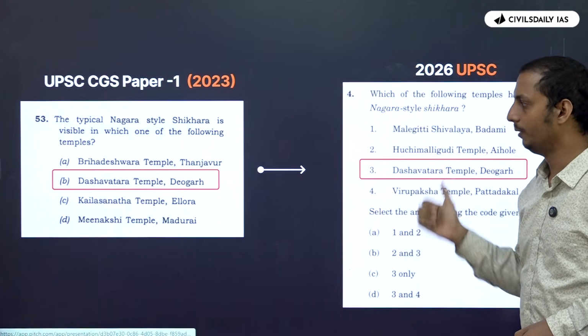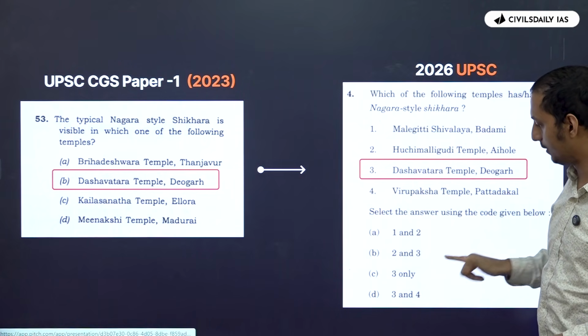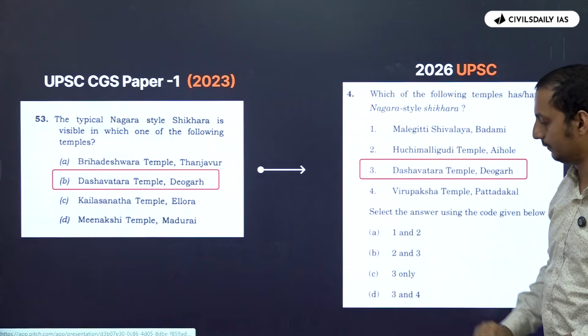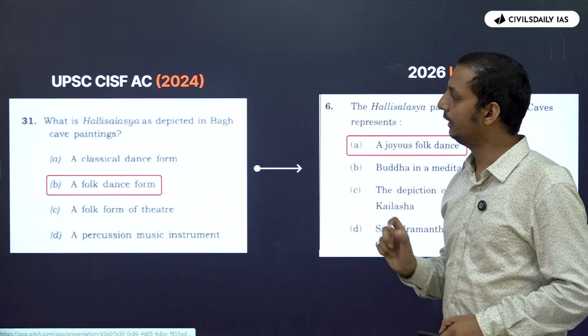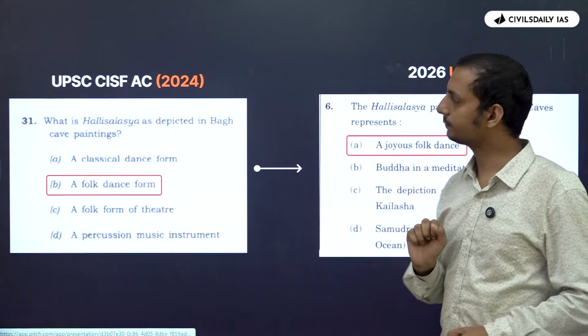It's a direct hit, but if you won't be able to get the answer, it will be 2 and 3, 3 only, and 3 and 4. Okay, but one option is directly repeating in the same. Second one, this is a direct hit.